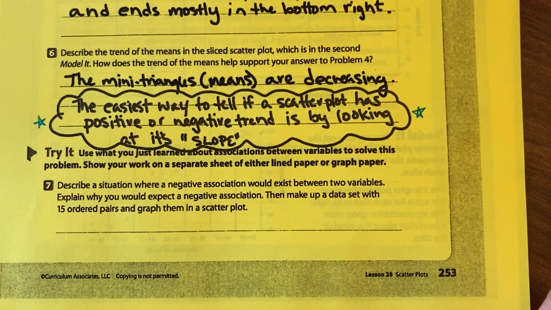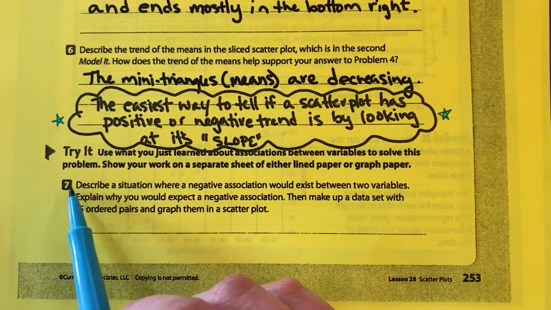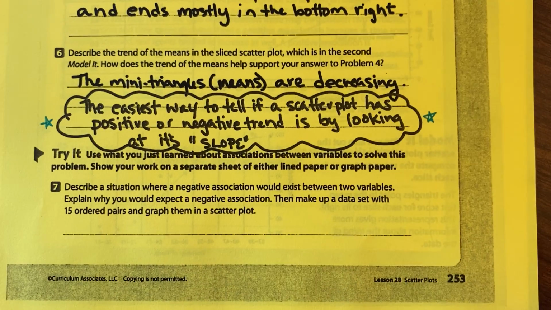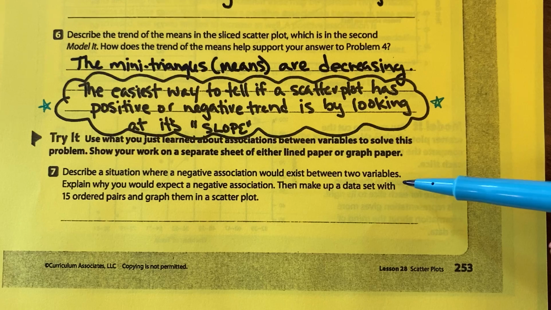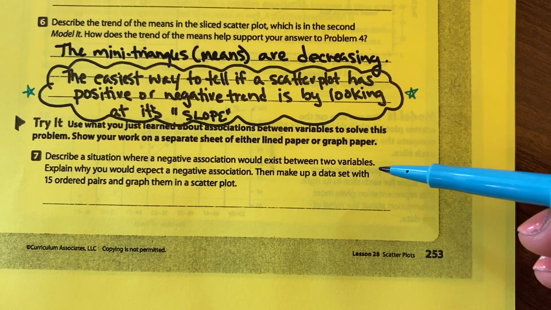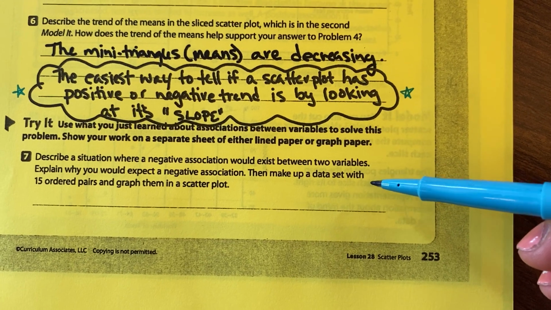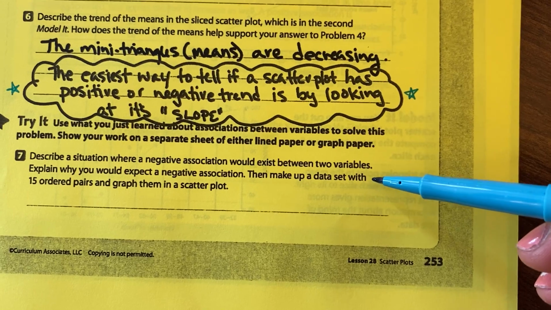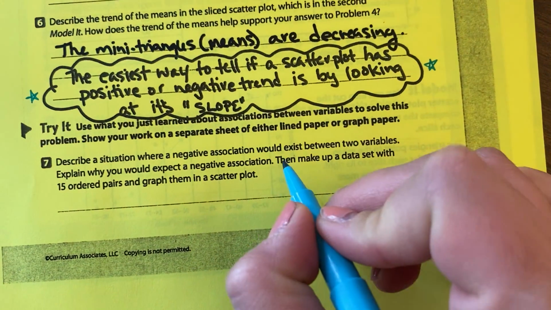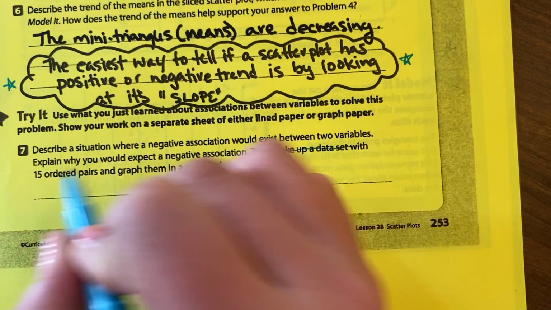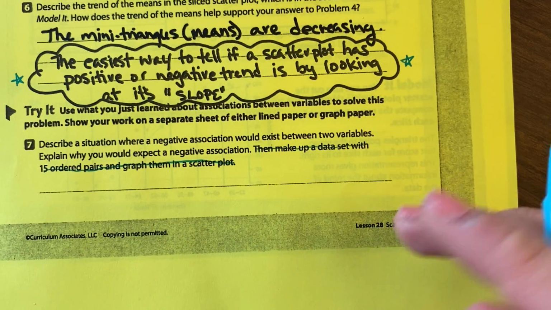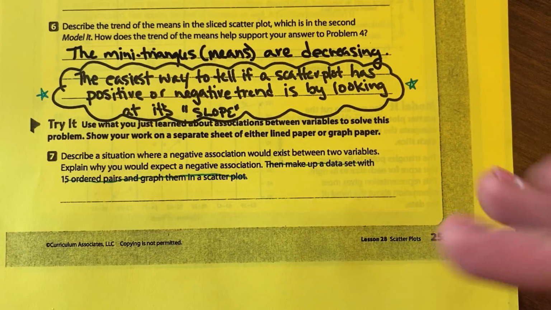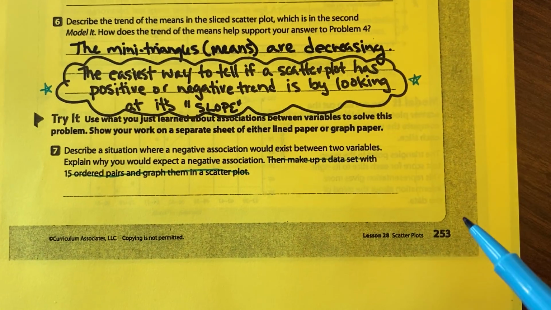So now I want you to pause the video again and type your answer to this question right here, also in the comment section of this video. Describe a situation where a negative association would exist between two variables. Explain why you would expect it to be a negative association. And we're going to just take out this one right here. I just want you to give me an example of something that has a negative association. Okay, so one thing where as something increases, the other thing decreases.